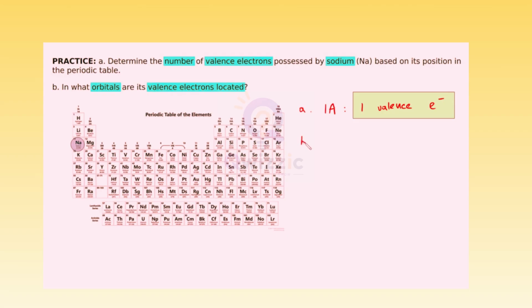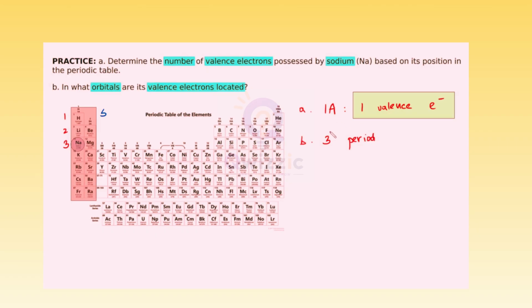And now moving on to question B. In what orbitals are its valence electrons located? We first will have to recall that the first two groups, 1A and 2A, correspond to the s block. Now what we want to do here is just understand which period sodium is in. So that's our row number. And if we go down, we notice that sodium is in the third row, or basically the third period.